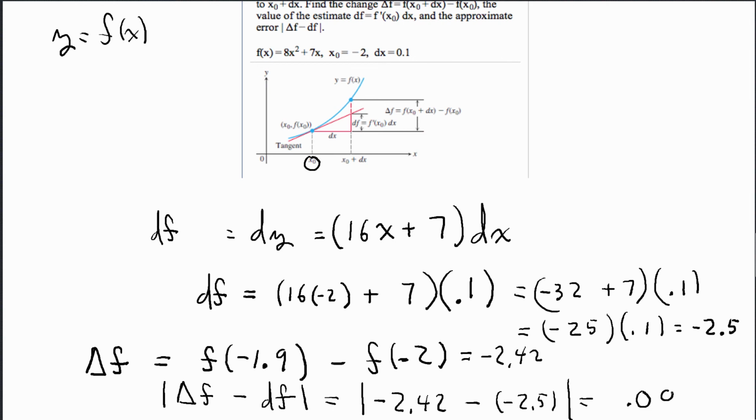Does that make sense? Yeah, I guess that's correct. So you have the 2 and then 0.42 from 0.5, so you get 0.08. So that's the error. That's how far off we were by approximating the change using our differential.